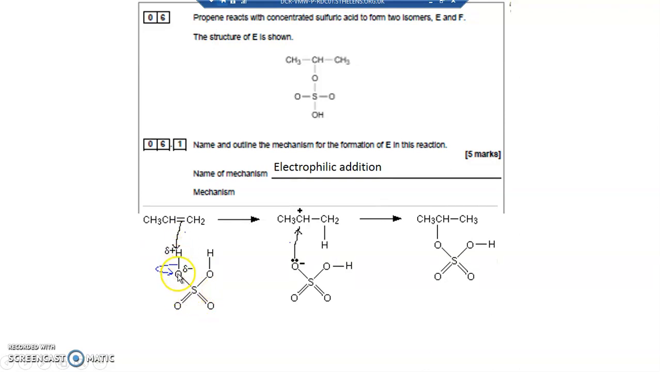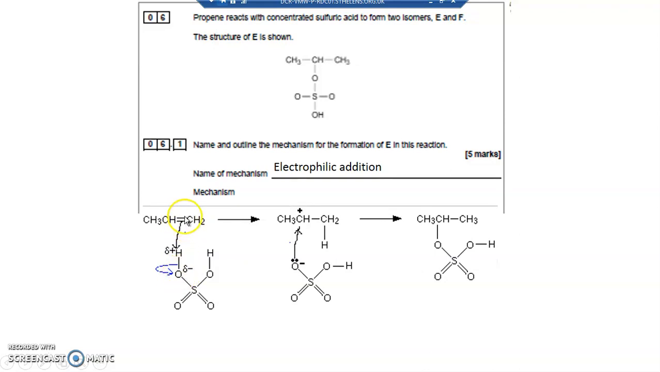Oxygen is very electronegative compared to hydrogen, so you've got quite large delta plus and delta minuses here. So we've got a polar bond here. The oxygen's electronegative, withdraws electrons along the bond towards itself. That's why it gets a delta minus charge.